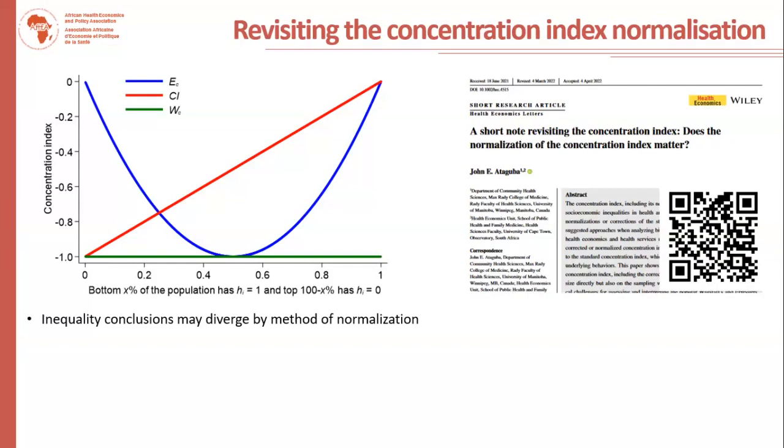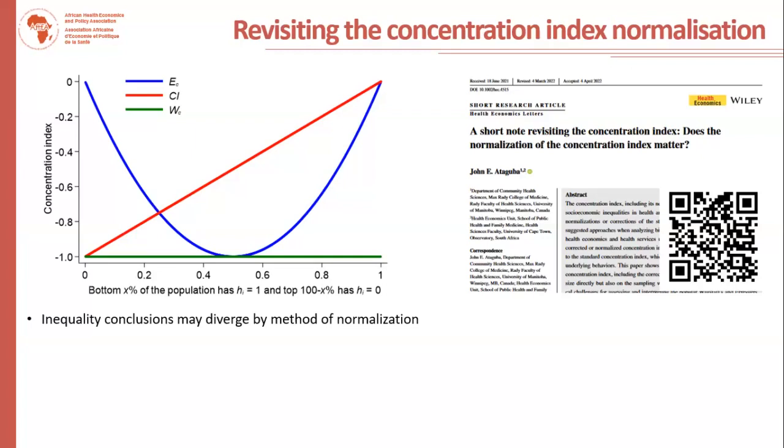-1, because that's the worst case scenario, because it's only the poorest guy that has the worst, bad health. The rest, the top guys, have no issue with bad health. So the concentration index should be -1. Okay, let's see which one behaves.